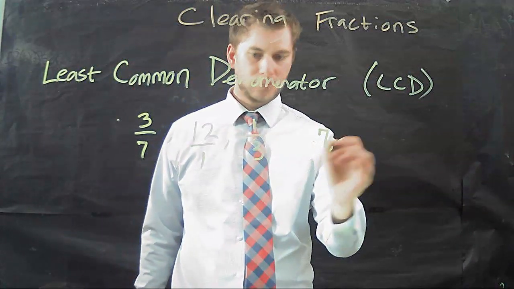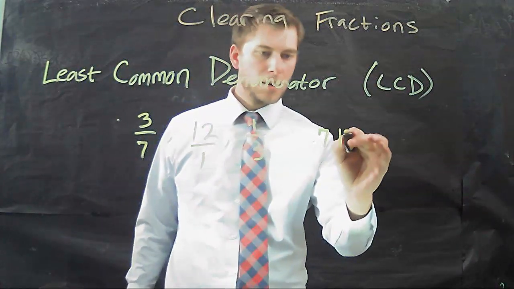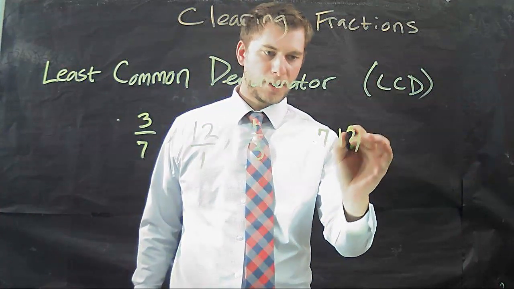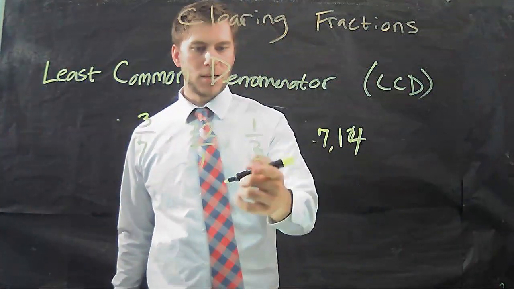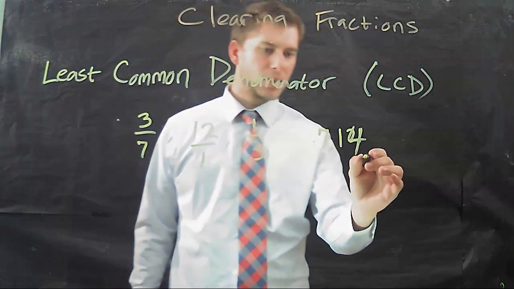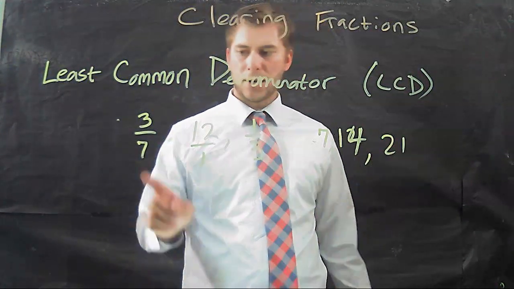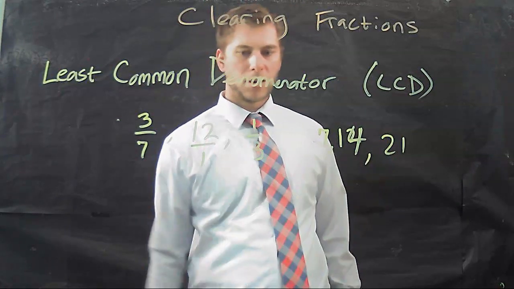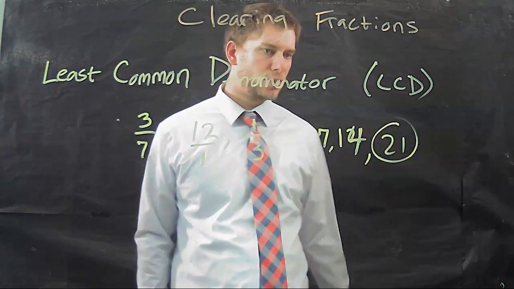So 7. I know 3 doesn't go into 7. Oops, 12 is not. 14 is the next one. My bad. So 14, 3 going into 14? I don't think so. I know it goes into 15, so it's not going to go into 14. The next one is 21. Well, I know 7 times 3 is 21, so obviously that's going to work. So my LCD on this one is 21.